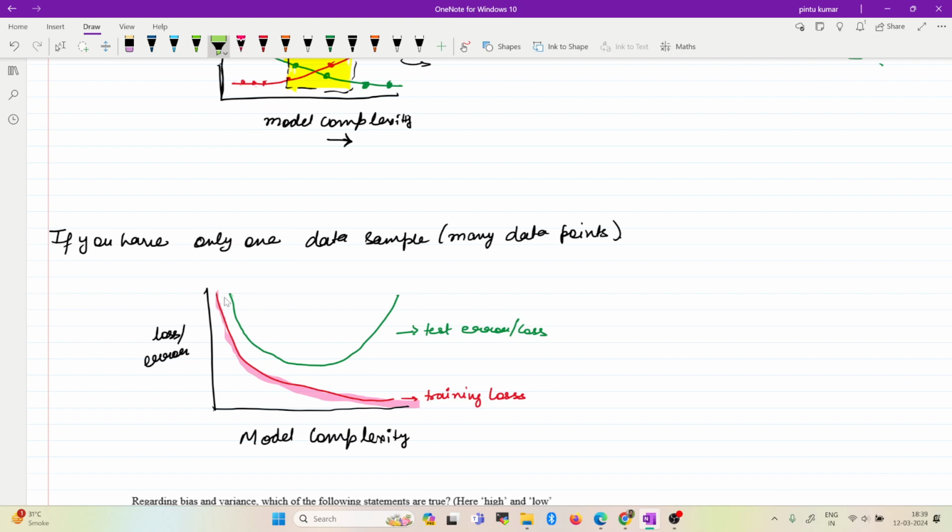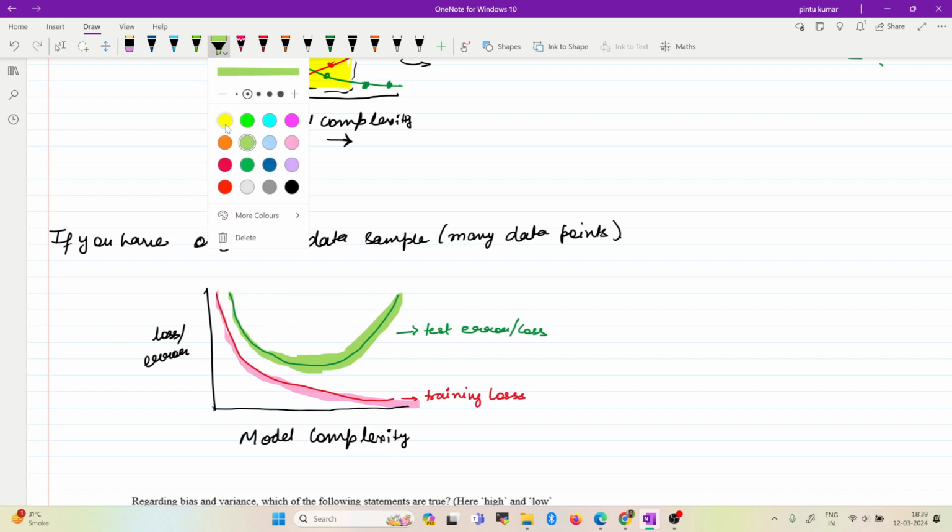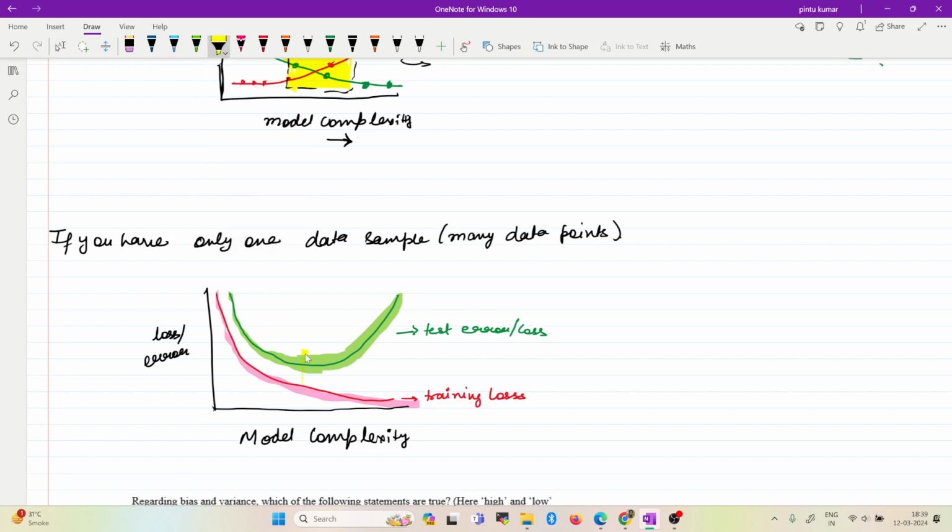test error? Initially it will decrease. But beyond a certain point, you are fitting well only to your training data set, and hence you are increasing your error on the test data set. So here also we have to search for this kind of sweet spot. We'll see how we can reach here.